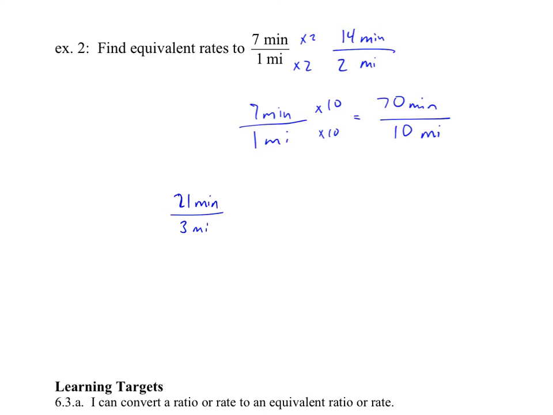Can you find one with dividing? 7 and 1. Okay. I could make it 7 minutes and 1 mile. So we did divided by 3, divided by 3. So we can go either way. But we're doing the same thing to the top as we're doing to the bottom.